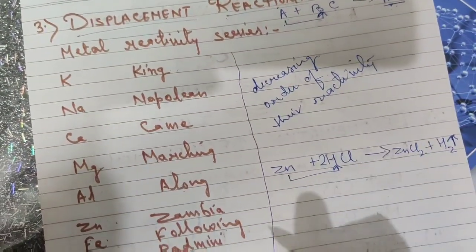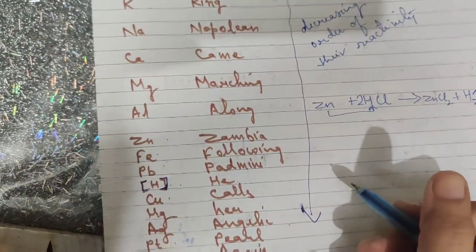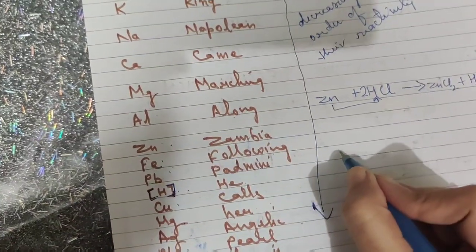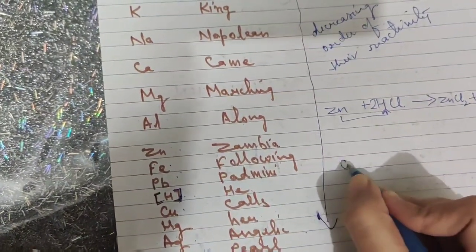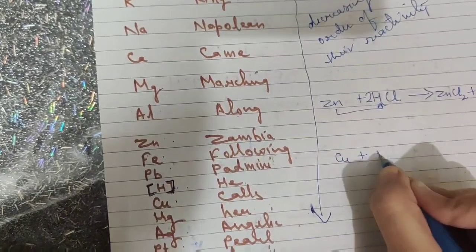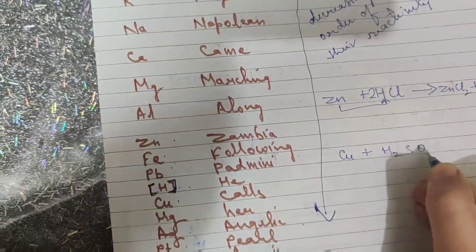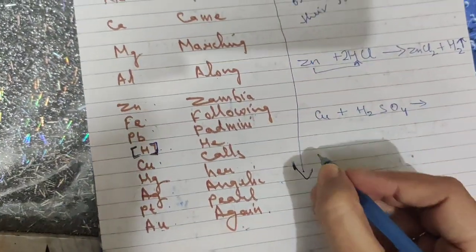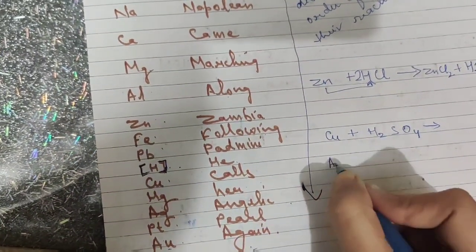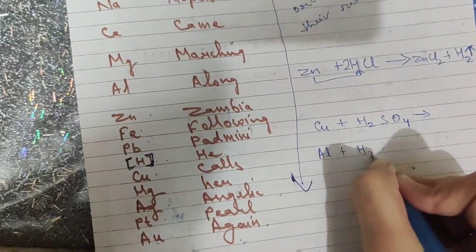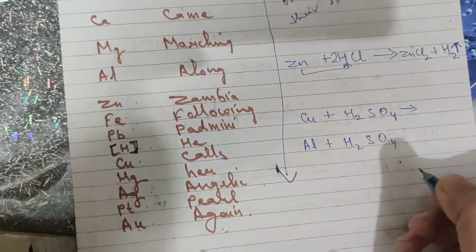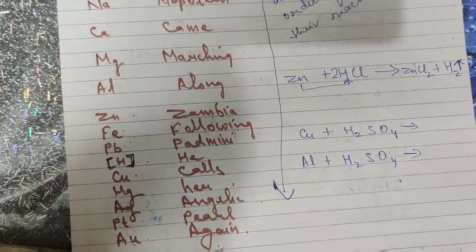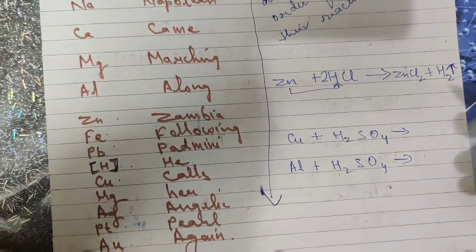Some more examples that I would like to share with you to make this type of reaction clear. Like if I react Cu with H2SO4 and also aluminium with H2SO4, what will be the difference in these two reactions that are occurring?